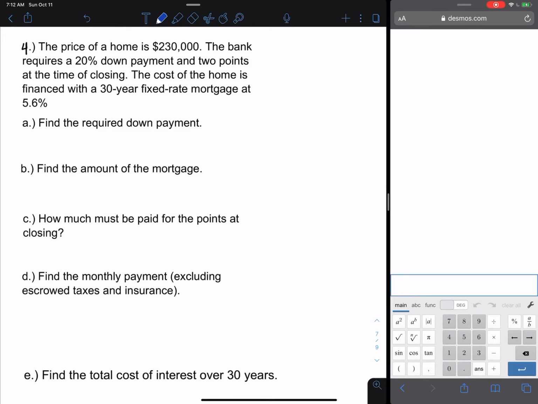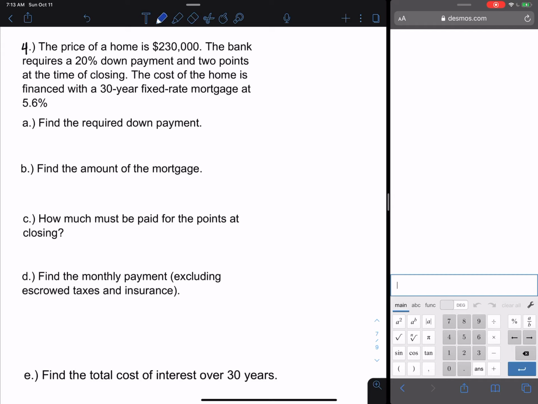Let's look at another mortgage problem. The price of a home is $230,000. The bank requires a 20% down payment and 2 points at the time of closing. The cost of the home is financed with a 30-year fixed-rate mortgage at 5.6%. In Part A, we're asked to find the required down payment.